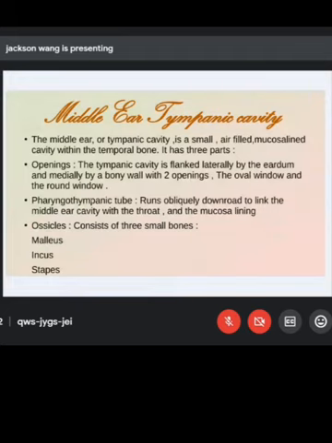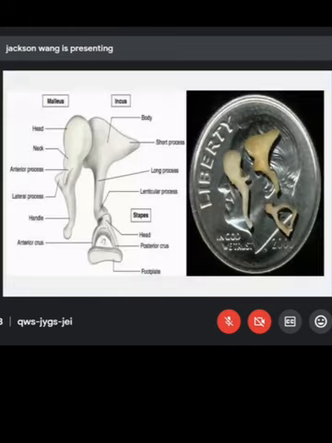Pharyngotympanic tube, c'est la trompe d'Eustache, et it runs obliquely downward to link the middle ear cavity with the throat and the mucosa lining. Ossicles, ce sont les osselets. It consists of three small bones: malleus, incus, and stapes. Le marteau, l'enclume et l'étrier. Malleus, incus, stapes.